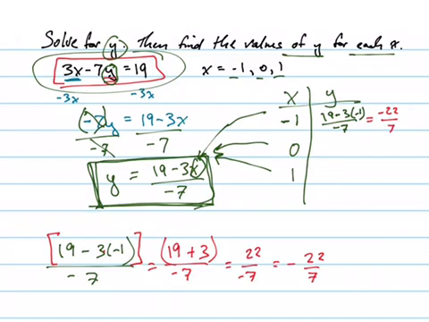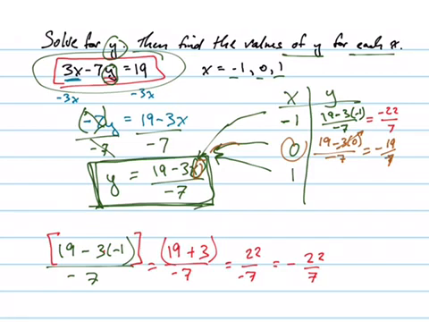Now let's do that same thing, but this time for 0. Let's plug 0 in for x here. So let's again write it out and use parentheses to plug in the 0. And then do the math. Well, we can do this kind of by ourselves. What's -3 times 0? That's just 0. 19 plus 0 is just 19. 19 over -7 is -19 over 7.